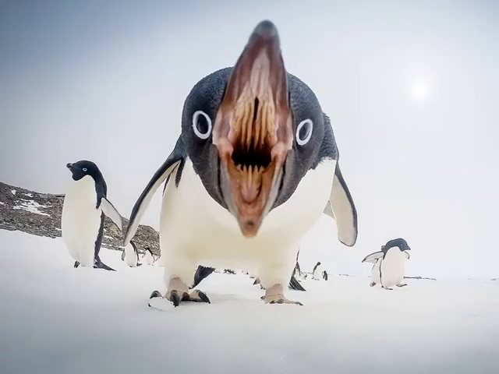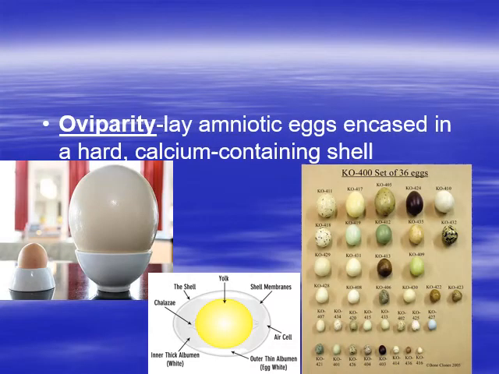Here is a picture of the inside of the beak of a penguin. You can see some of the ridges and things that it has in there down towards its throat. Remember, penguins are going to be eating a lot of fish, so that's what their beak is most well adapted for. All birds are going to have oviparous reproduction. They're going to show oviparity. This means that they lay amniotic eggs that are encased in a hard calcium-containing shell.